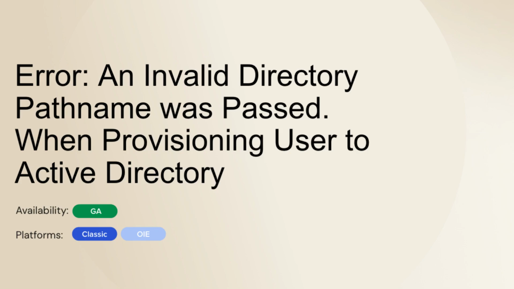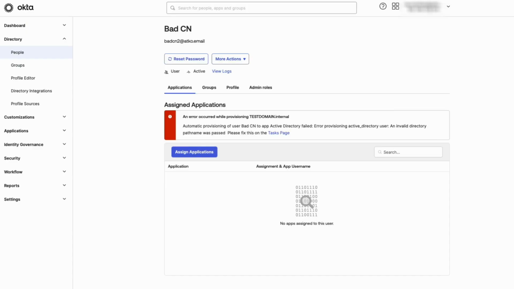In today's video, we're going to tackle a common issue you might encounter when adding a new user from Okta to Active Directory. So, you've got this error: An invalid directory path name was passed. This basically means Okta is having trouble with a certain value it's trying to send over for the CN attribute. Let's fix this together step by step.